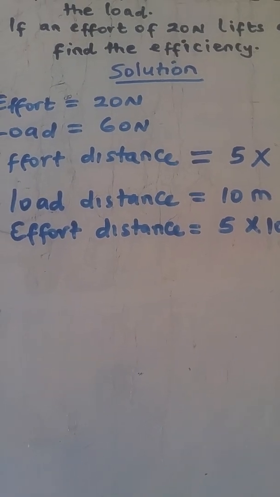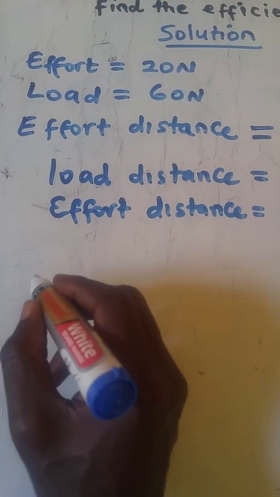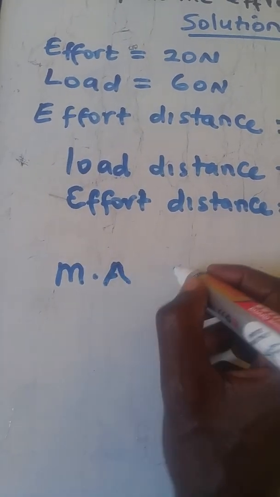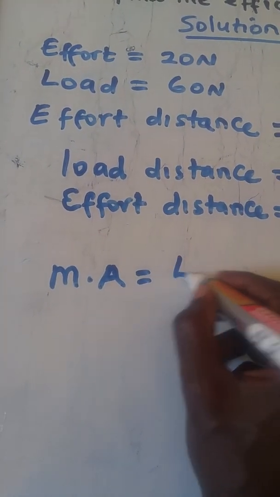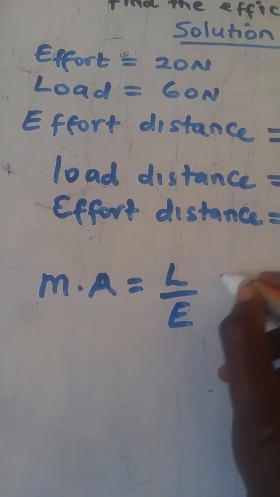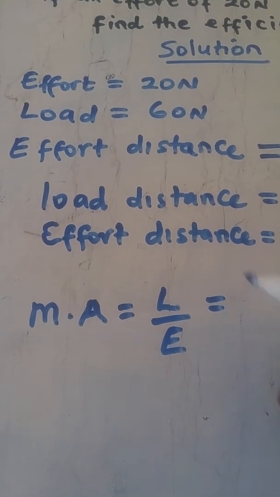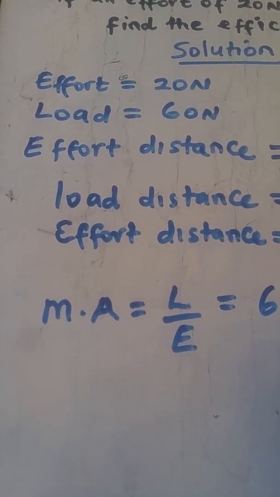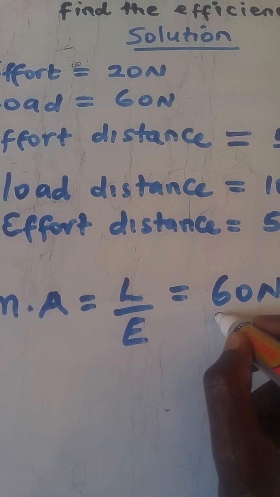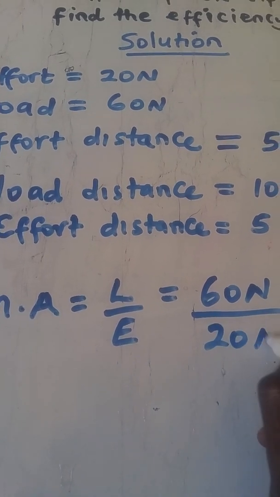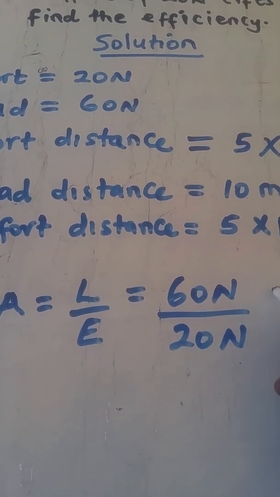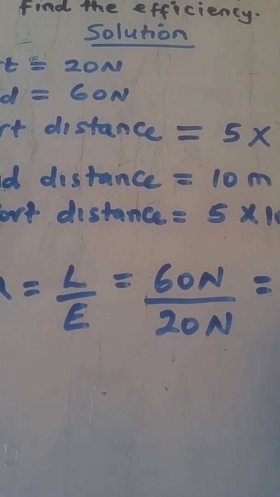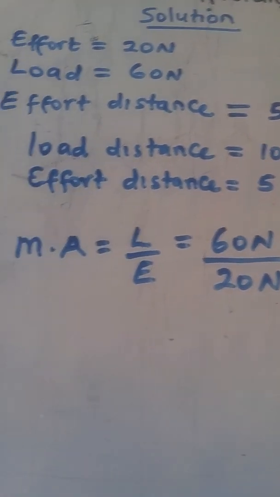Okay? Now, we could also say our mechanical advantage, you get it as load over effort. The load given there, as you can see, is 60. The effort is 20. So we get 60 newtons as the load divided by 20 newtons. The newtons will cancel. You remain with 60 over 20. And the answer will be 3. That will be the mechanical advantage.